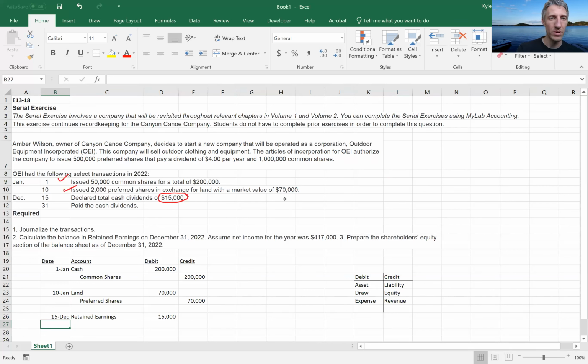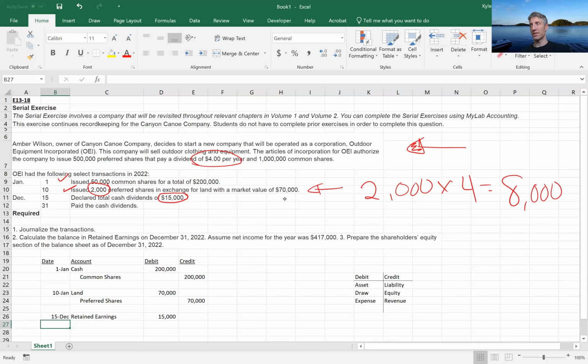So it should tell us in the question, I'm going to read the question up here again, the dividend rate of what the preferred shareholders receive, remembering that preferred shareholders usually have a fixed dividend rate. So here it tells me they have a dividend of $4 per year. Okay, and what we did is we issued on January 10th, 2,000 preferred shares. So 2,000 shares are outstanding, multiplied by 4 is going to be, hopefully my mental math here is correct, $8,000.